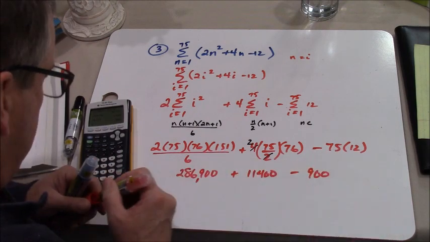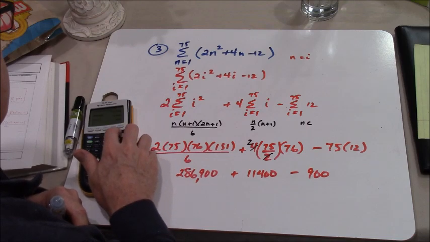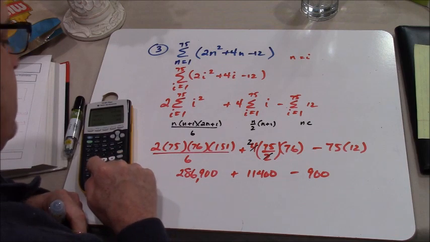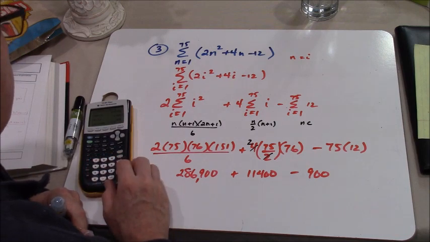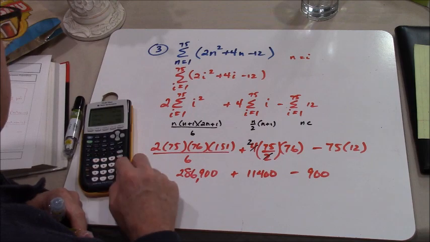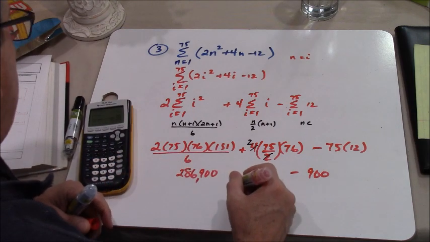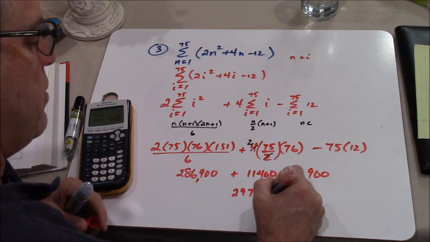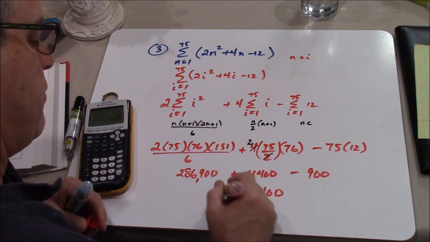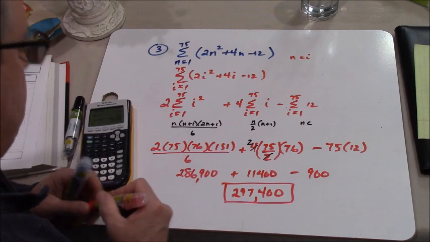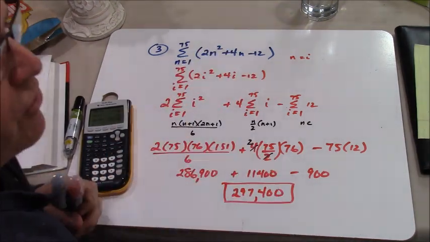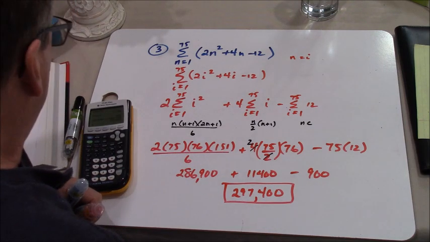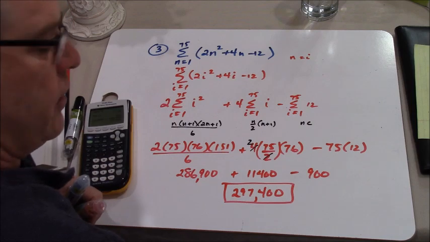So now we just got to combine those numbers. And so I'm going to start with 286,900 plus 11,400 minus 900. And my final answer is 297,400. And so again, I can go and check this real quick on the calculator using the summation feature. And so I'll let you guys go ahead and do that.